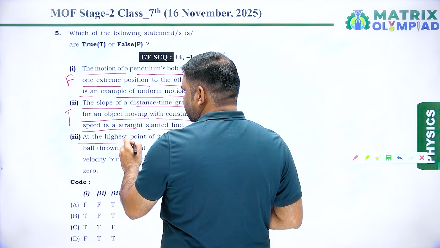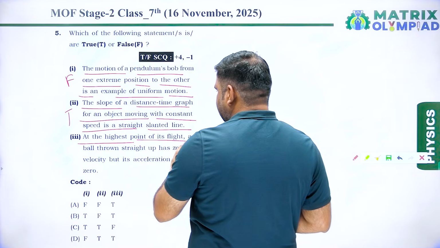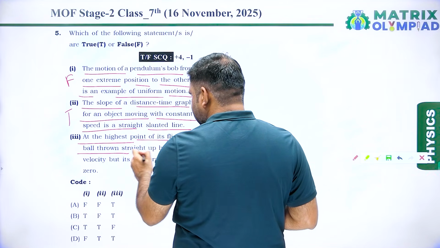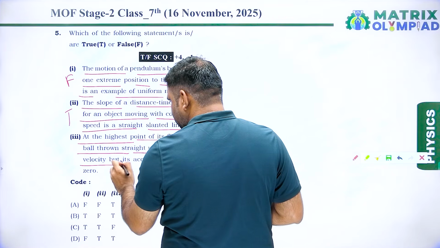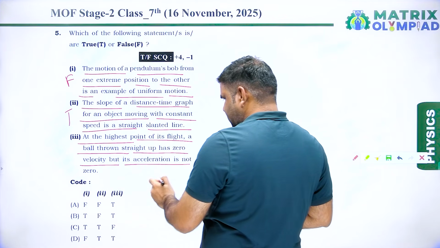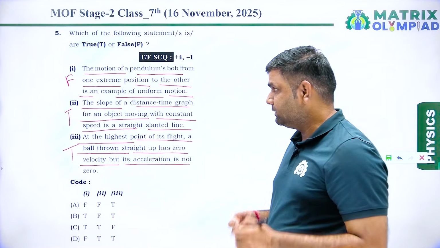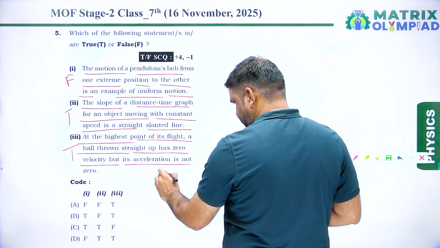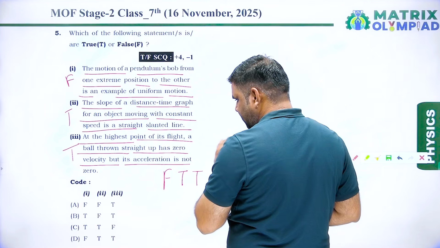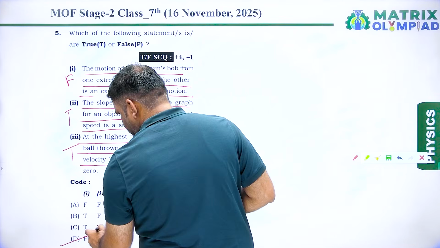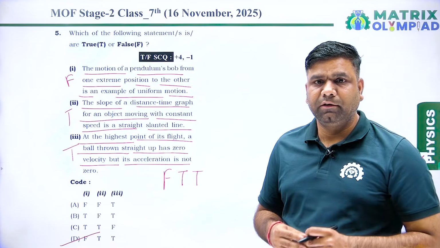Third is, at the highest point of its flight, a ball thrown straight up has zero velocity, but its acceleration is not zero. Yes, students, this is also true. So our correct sequence for question number 5 is F, T, T. So the correct answer will be option D for question number 5.